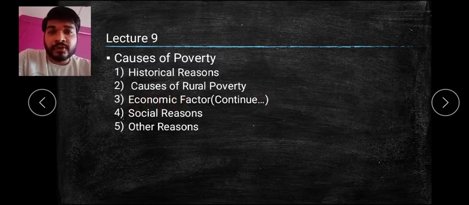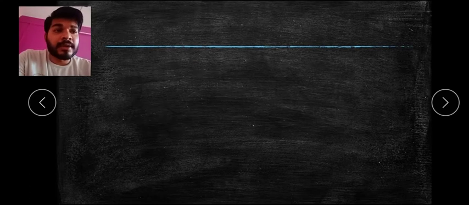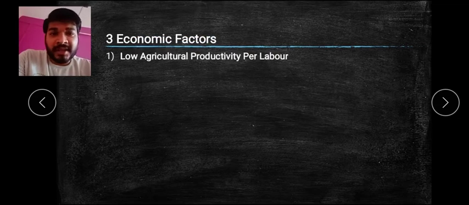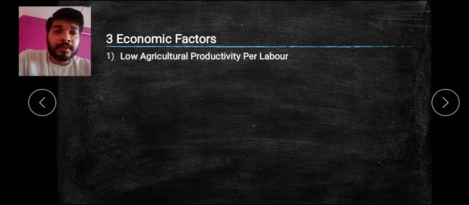So there are many different subpoints in economic factors. Let us see those subpoints. So you find here economic factors. What does economic factor mean? Economic factor means nothing but financial factors, or financially why it was causing the poverty in India. So first is low agriculture production per labor.